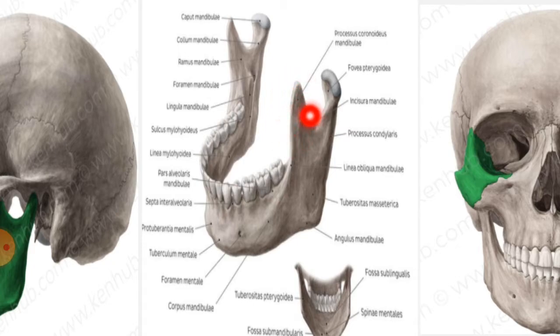This is the coronoid process. This is the condyle of your mandible, and this basically articulates with the mandibular fossa, which is the part of the temporal bone, and forms a TMJ joint, which is the only movable joint in your skull.